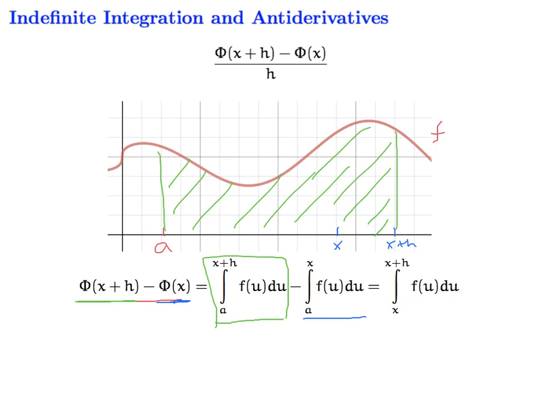And what the second integral, phi of x, which we're going to subtract from it, says to do is start at a again, but stop once you get all the way over to x. Since we're subtracting them, we want to find their difference. So we're left with this integral from a to x plus h over here. This area represents the difference between the green and the blue. And so really the numerator of this difference quotient is equal to this value right here, whatever this integral is.